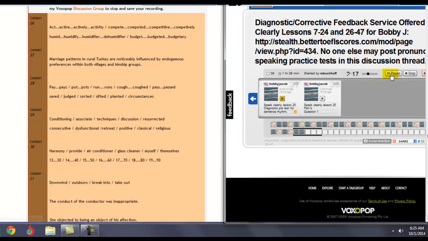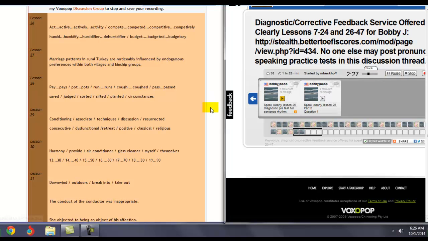Lesson number 31. Downwind, outdoors, break into, take out. So this is a word stress issue. Normally, you'll learn more about this when you get into these lessons. I think when you have a verb plus a preposition, it's break into, take out, outdoors, downwind. So we put the stress on the second word in these particular words here.